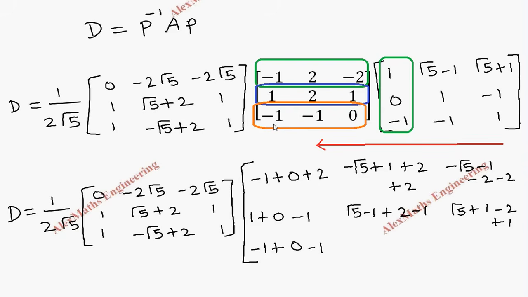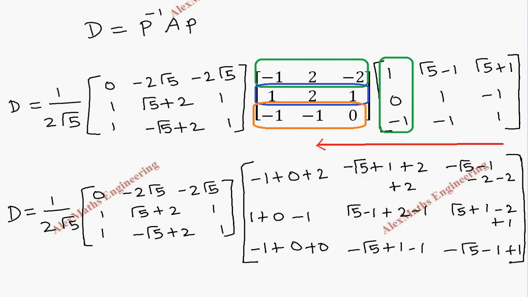So this is, sorry, last element is 0. First is minus 1, then 0, then 0. Then minus root 5 plus 1, then minus 1. And last part is 0. Again minus root 5 minus 1, then plus 1. Again last part is 0.